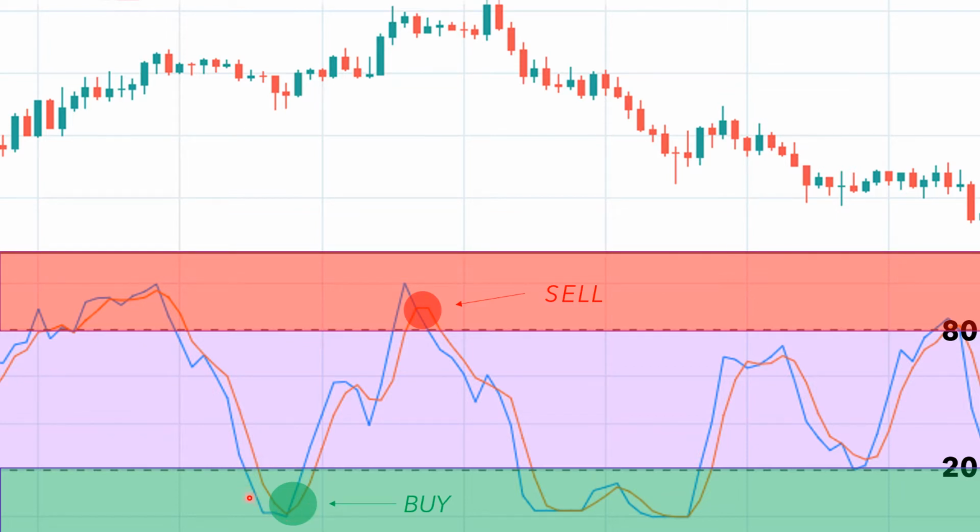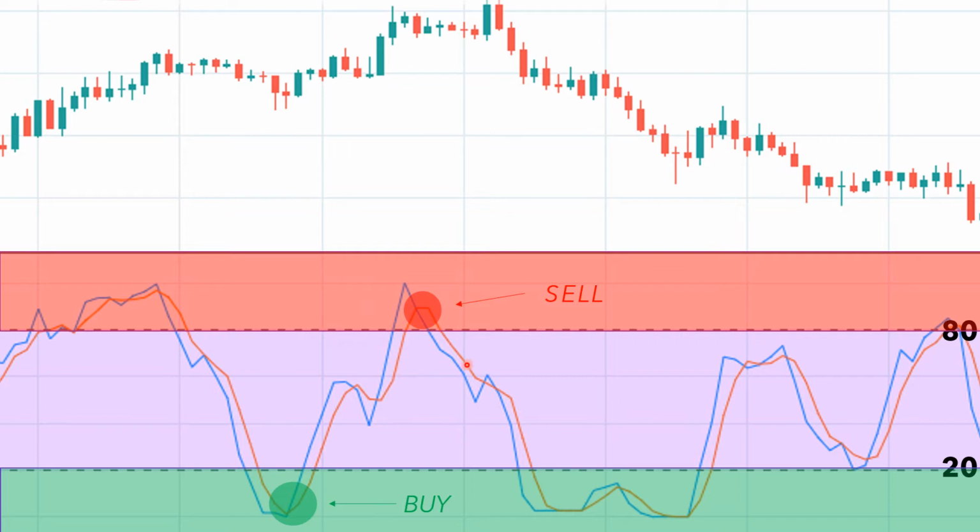So when the faster line, in this case the blue line, crosses over the slower line, which is the orange line, it produces a buy signal, and you buy when the market is oversold, providing a very, very good entry point. And as you can see, price went up after that point.